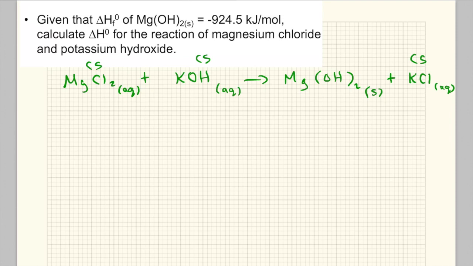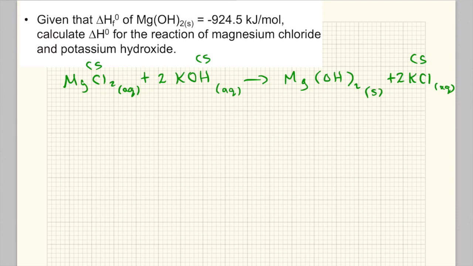We also have to have a balanced equation, so we would need to put 2's in front of the potassium hydroxide and the potassium chloride, and now it's balanced. So we still have to find delta H for this reaction. Here's what's interesting. If you go to the chart, which doesn't have all of these, you're not going to see magnesium chloride aqueous, because it doesn't exist like that, because it's completely soluble.